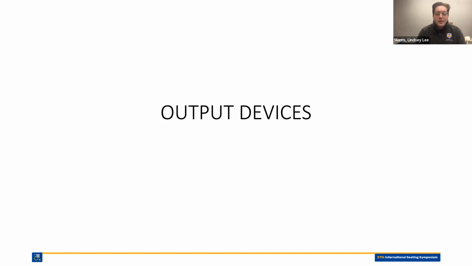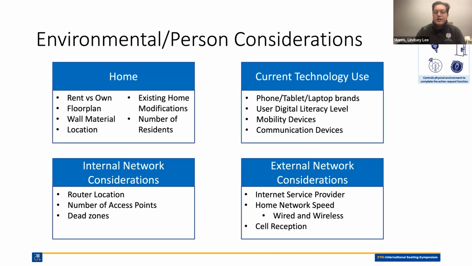So I'm going to be talking about the output devices and how this all plays into benchmarking usability. So first up, before we really get to the output devices, it's important to mention the environmental and user considerations for picking devices. First of all, the user's home is a huge factor in what kind of devices can be selected. First and foremost, whether they rent or own is a big deal.